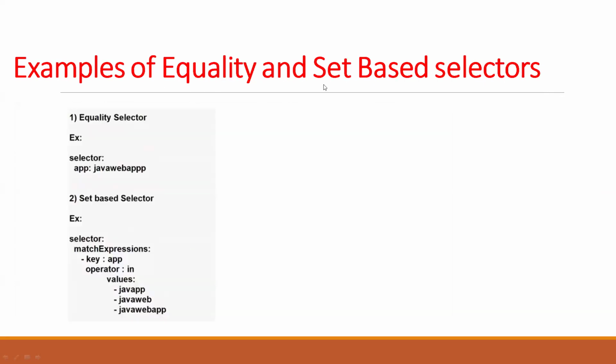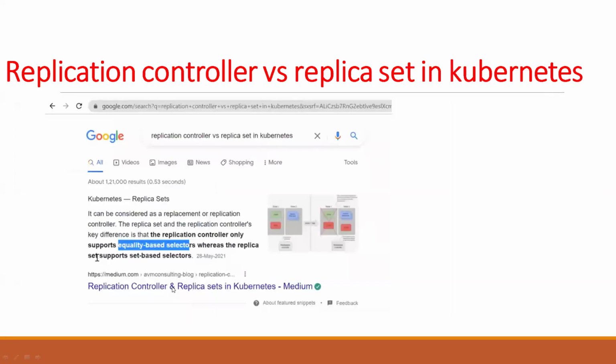Examples of the equality and set based selectors. For example, an equality selector has the selector name and label name. Set based selectors use selectors, match expressions, key, operator, and values. This is the equality selector.